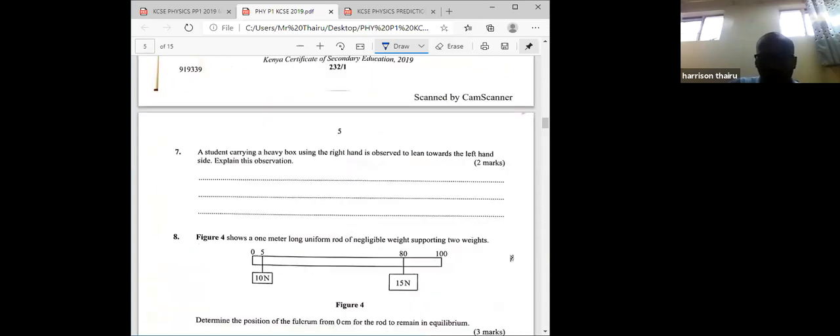So the next question, question 7: a student carrying a heavy box using the right hand is observed to lean towards the left hand side. Explain this observation. So why do you think that student is going to lean towards that direction?